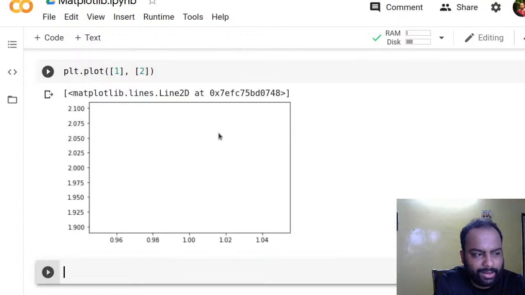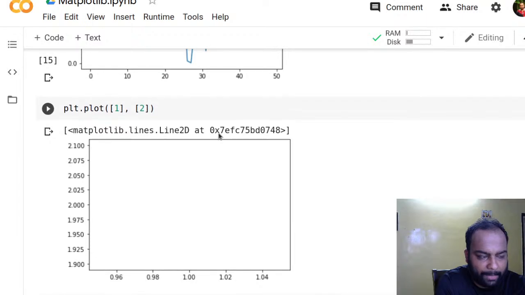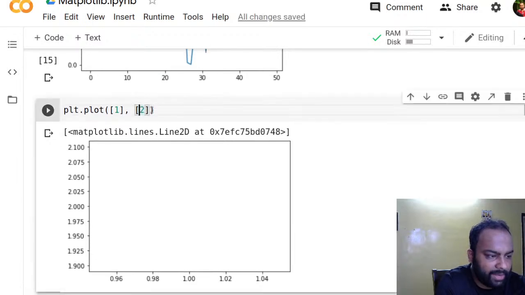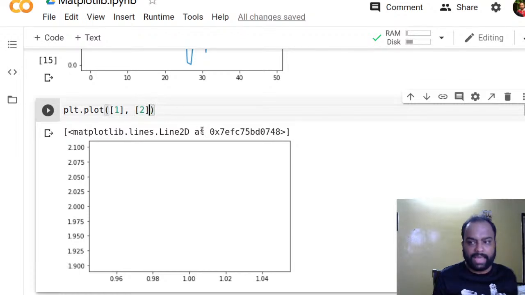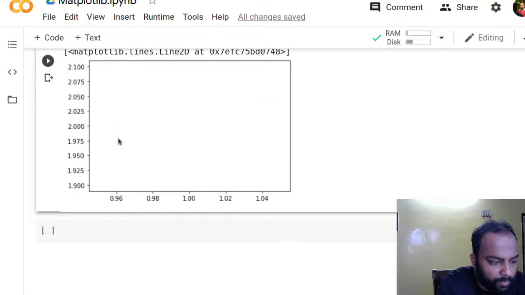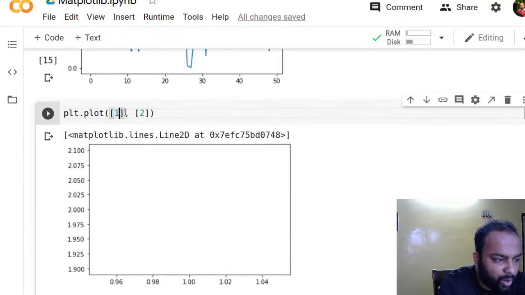Okay, nothing. I just passed in 2 values. What happened? Nothing really happened, because what I did was plot a single point, and the coordinate was 1 comma 2.